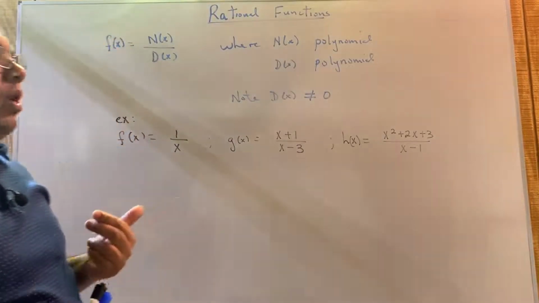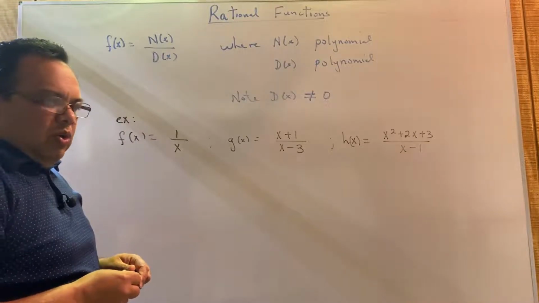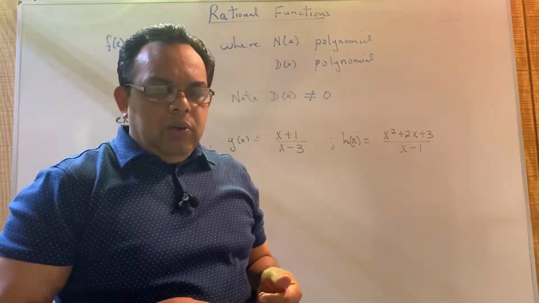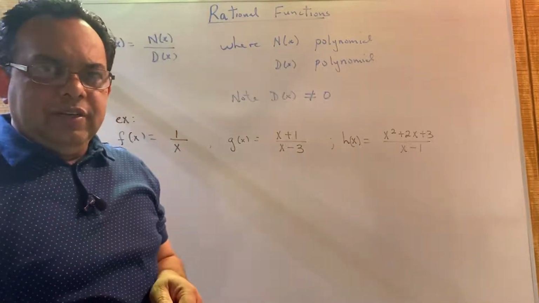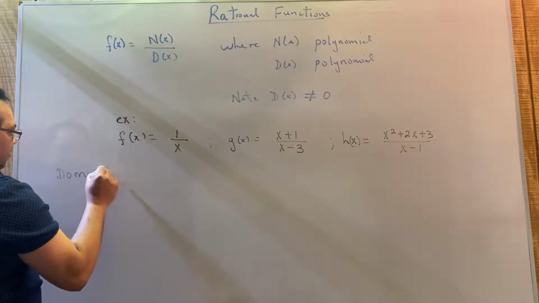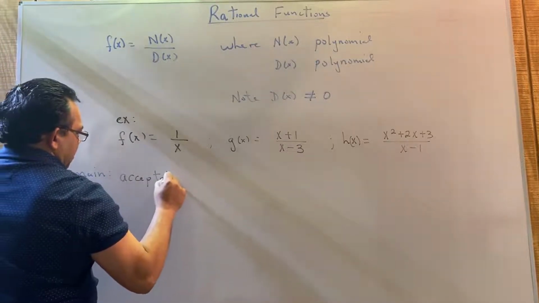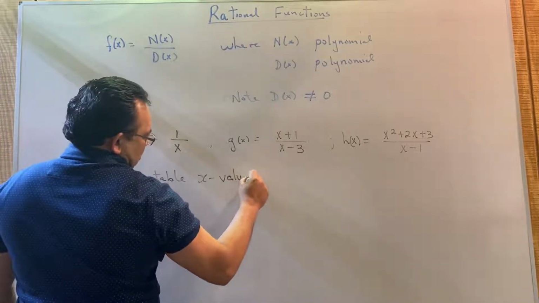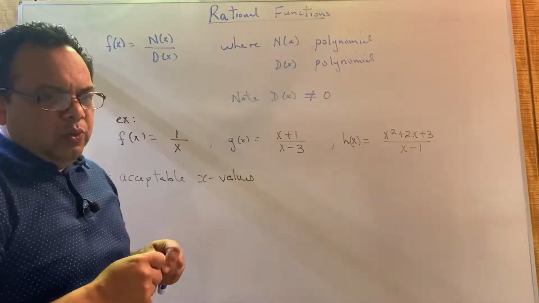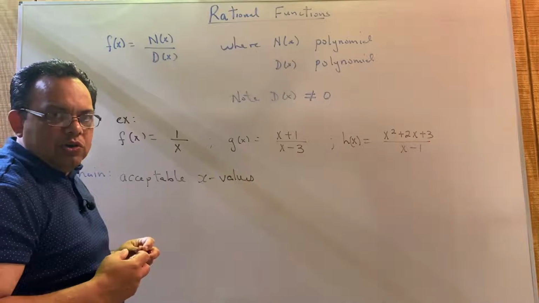Now, one of the things we want to look at in rational functions, as I said earlier, is how do we find the domain of rational functions? As we talked about somewhat before, when we talk about the domain of the function, we are looking for acceptable x values. So algebraically, one of the things we do is take the denominator of the function, set the denominator not equal to 0, and solve for x.